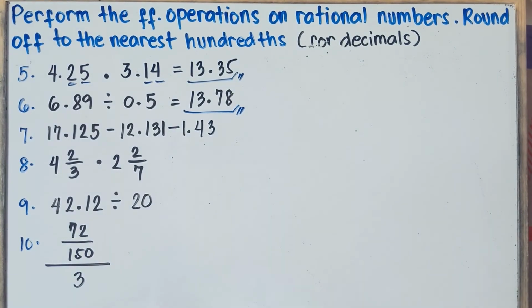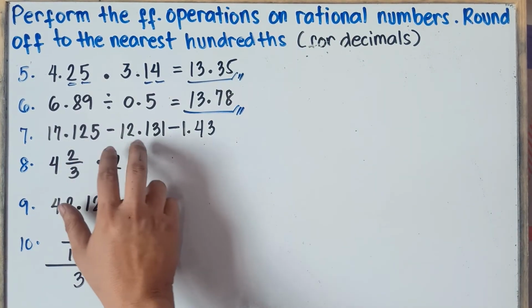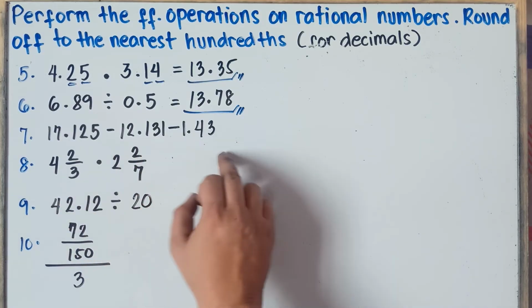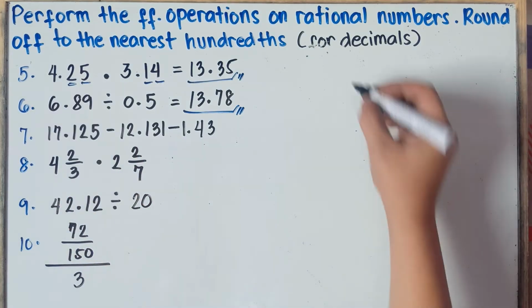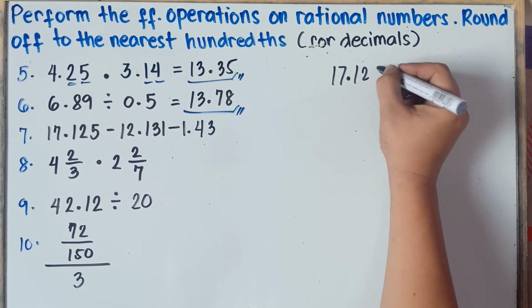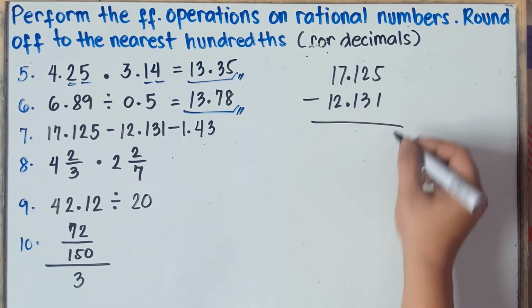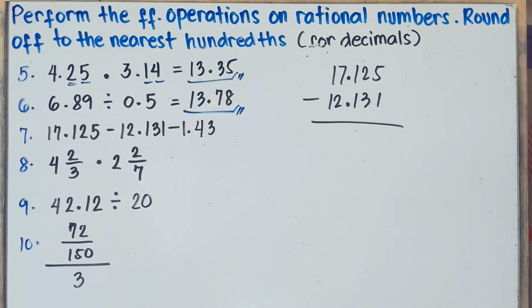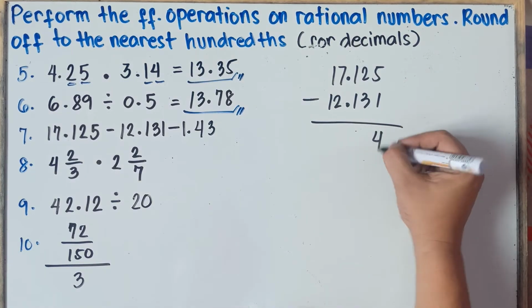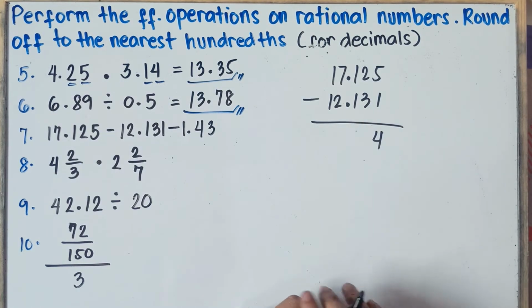So first thing to do, we subtract this one, and then our answer, minus 1.43. Alright, so 17.125 minus 12.131. So subtract, 5 minus 1 is 4, 2 minus 3, that cannot be.